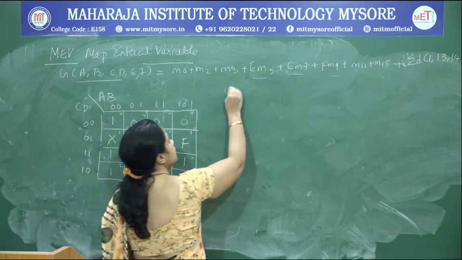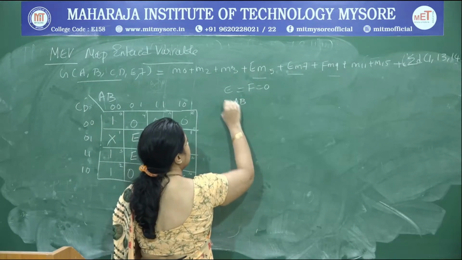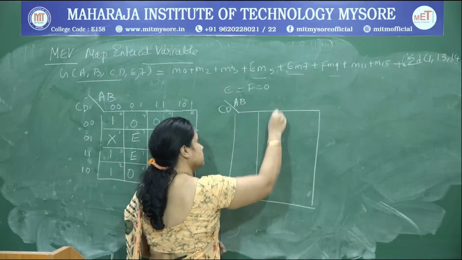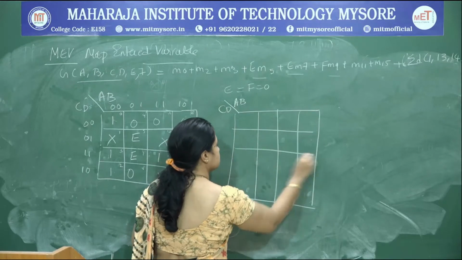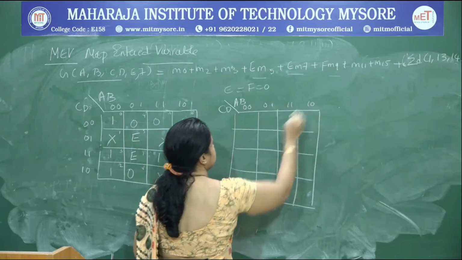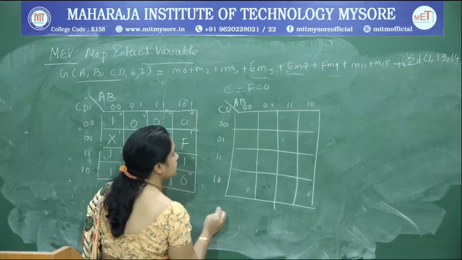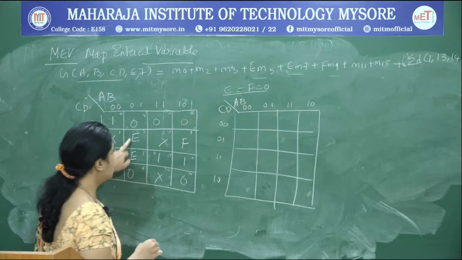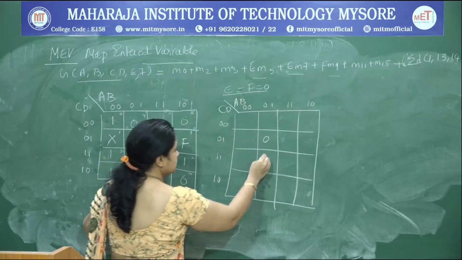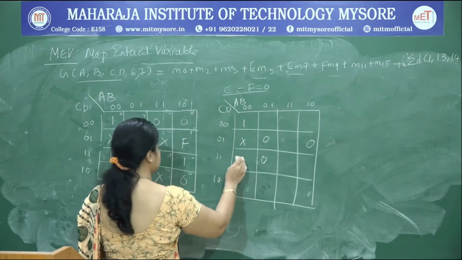Now for the case of E equal to 0 and F equal to 0, this map gets reduced to something like this. We have AB and CD. Now I am considering the case E is equal to 0 and F is equal to 0. Since E is equal to 0, this is 0, and since F is equal to 0, this becomes 0, and the rest of them remain the same.